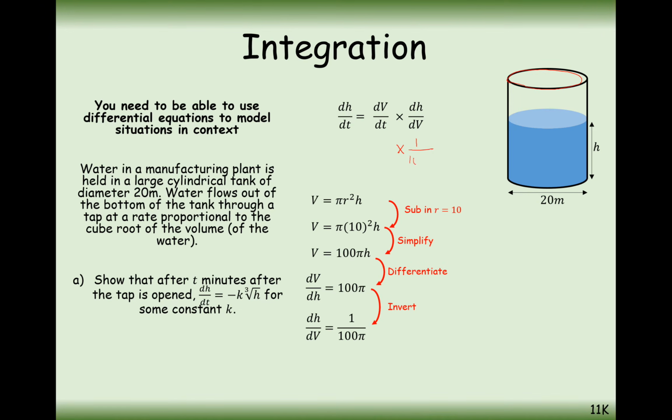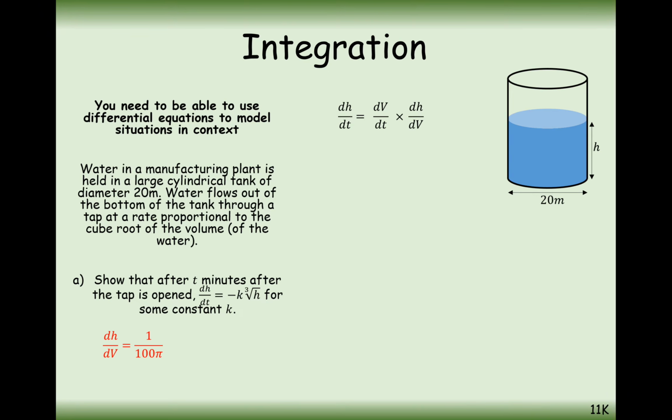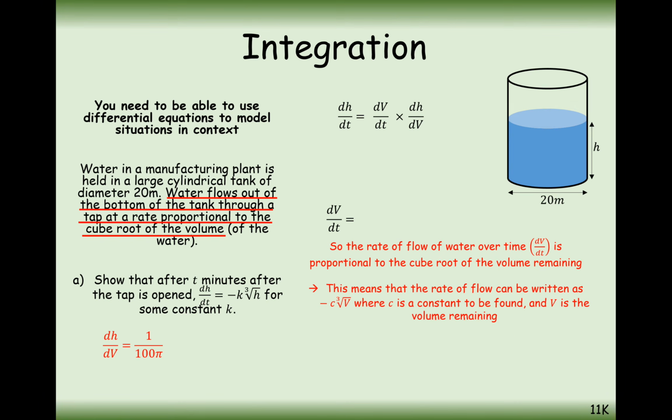Great, so we've got the second component here. We've got 1 over 100 pi. We're just now looking for this dV by dt term here. And that comes from the second sentence in our question here. Water flows out of the bottom of the tank through a tap at a rate proportional to the cube root of the volume. So because it's proportional, we're going to need a k multiplier here. Now we've got a k multiplier in the question, so probably best not using that k term there. Let's use a different term. Let's use something like c.